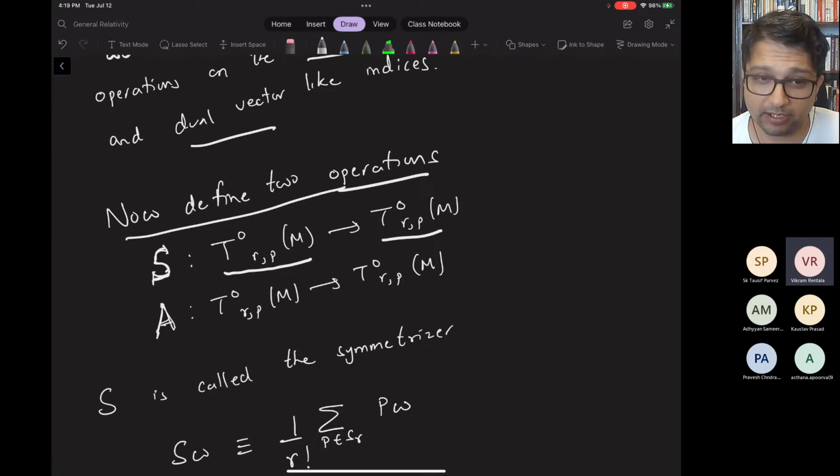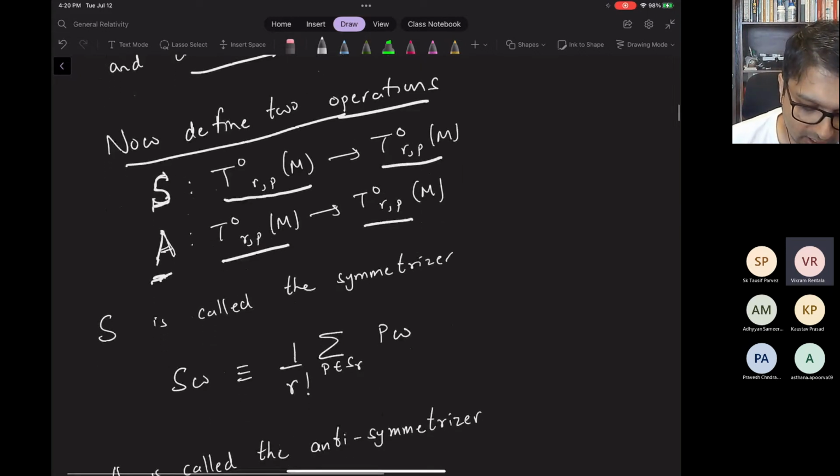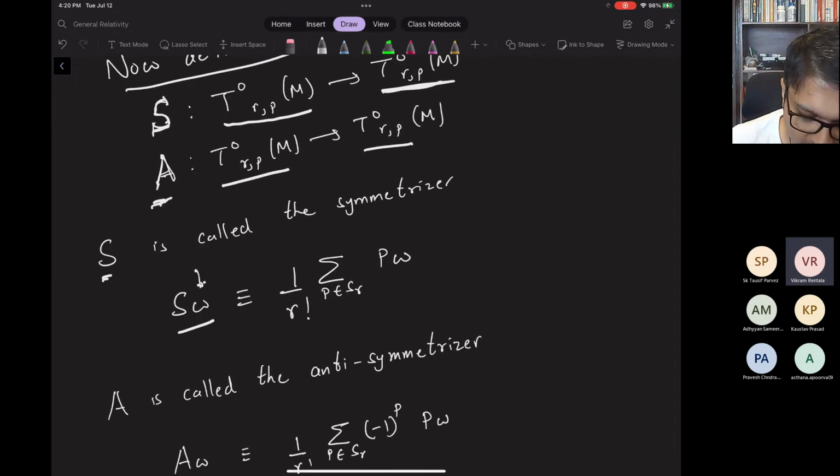Again, this maps me to a tensor of type 0R. The anti-symmetrizer also maps me to a tensor of type 0R. In both cases, S and A, let me define S of omega. Given a tensor omega, S omega takes me to another tensor of type 0R. What I do is sum over all possible permutations of these R objects, and I operate those permutations on omega. Every possible permutation acting on omega, there are R factorial permutations, so I just average over those R factorial permutations. This is called a symmetrizer.